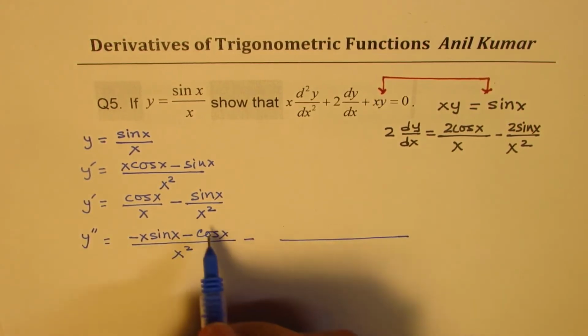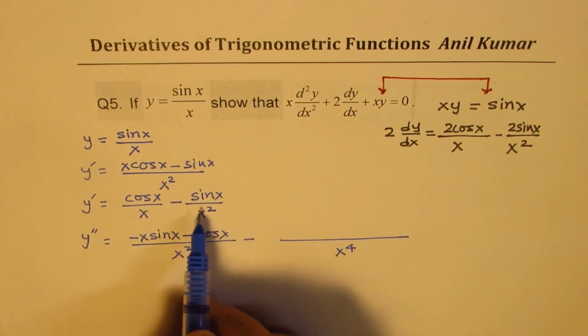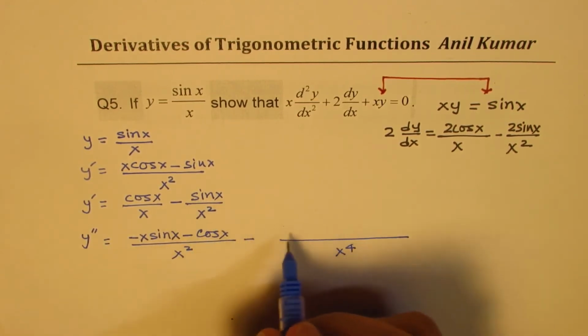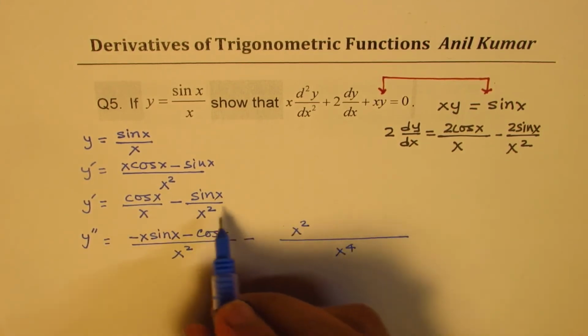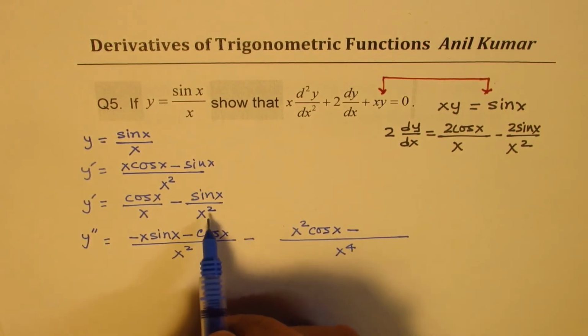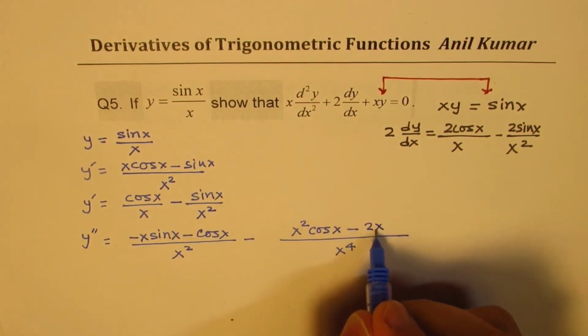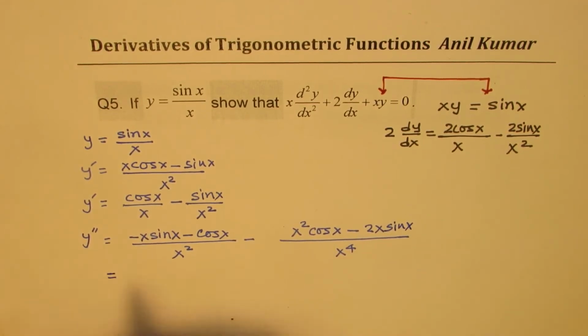Okay, so that gives you square of x squared, which means to the power of 4. Now, so we get x squared for sure. Derivative of sine x is cos x. So x squared cos x minus 2x sine x. Correct? So let's simplify this.